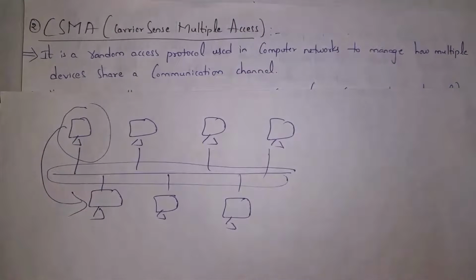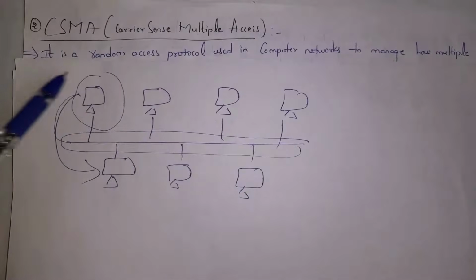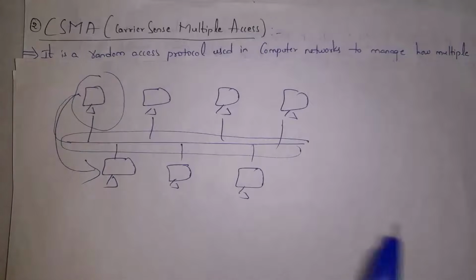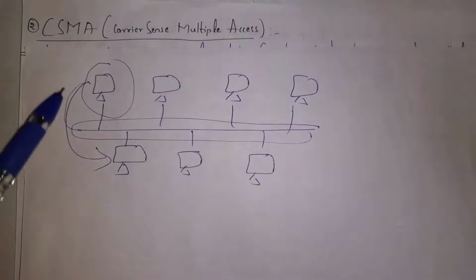So in carrier sense multiple access, before sending data, at first the device will sense the carrier. If the carrier is free, the device will send data. If the carrier is busy, the device will wait for some random time and then send data. So before sending data, if a device senses the carrier, it will reduce collisions. Guys, still in carrier sense multiple access, collisions will occur.